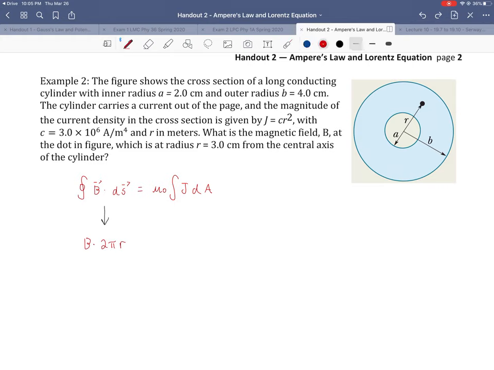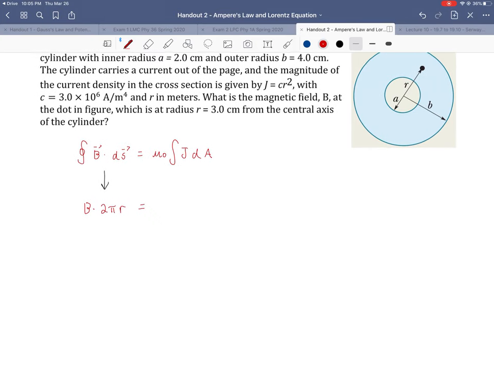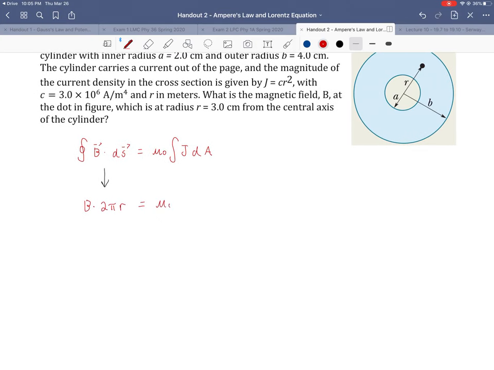Okay, at least it's easy. And so then going on to this other integral, what's going on there though? Because that won't be so easy. Well, we've got our mu naught, and then we're told the form of our current density. So we're told that it's C r squared, so we can actually put that in the integral.